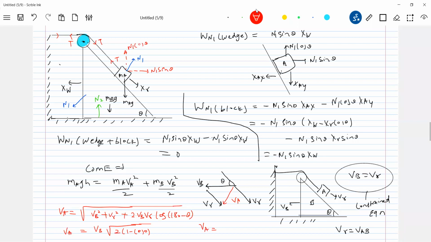Almost all concepts are included here, almost all ideas. Velocity of the block will be, this is the velocity of block. Velocity of the wedge will be 2 root 3. Okay, these are the speeds of the blocks.